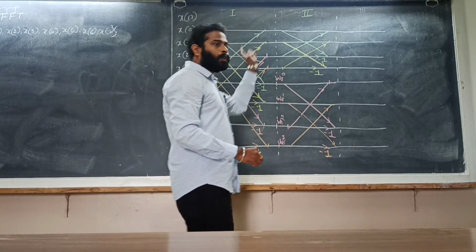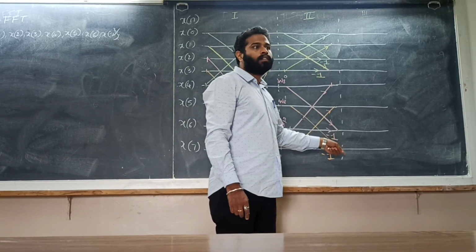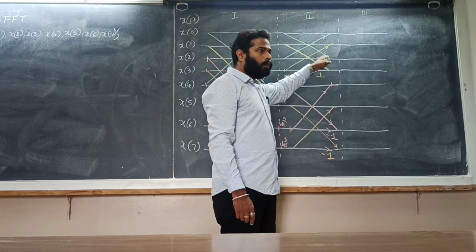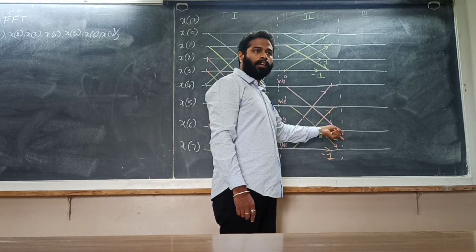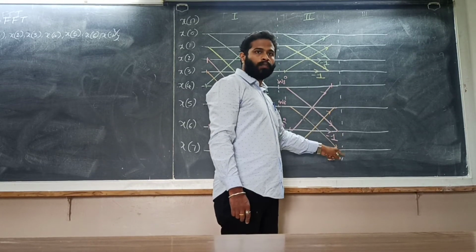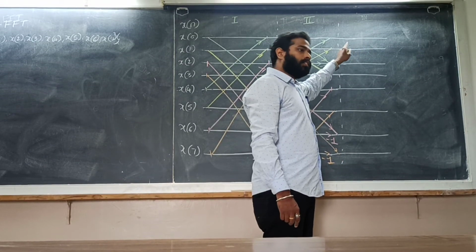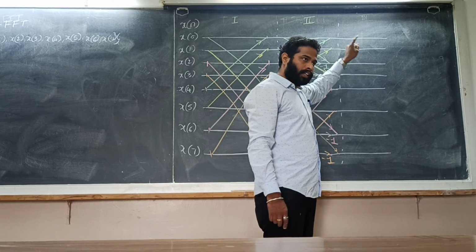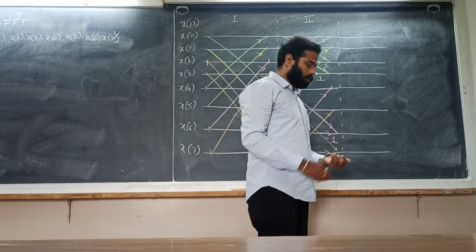Now what will be the third stage? What comes here now? W8 raised to 0 for third value, W8 raised to 2 for fourth value, again W8 raised to 0 for seventh value, W8 raised to 2 for eighth value. And then taking first to second, second to first, first to second by negating second, 4 to 3, 3 to 4 by negating 4, and so on.